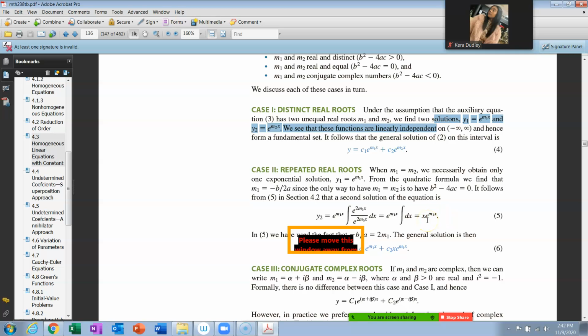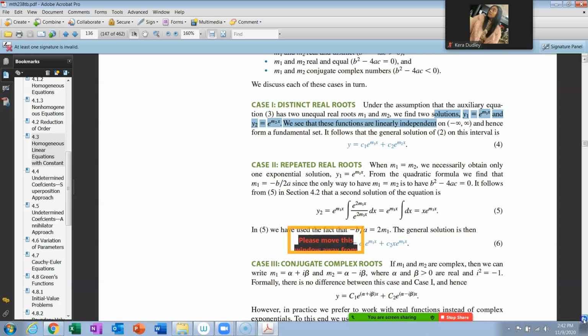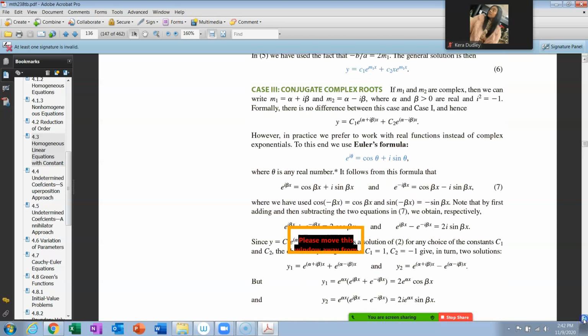That is an independent solution from e to the m1x. e to the m1x is the first, x e to the m1x is second. That's going to be our general solution there. Now that's what we talked about last time. Now we're moving into case 3.